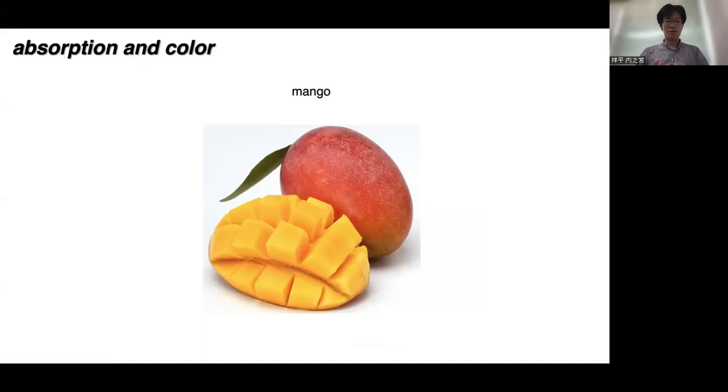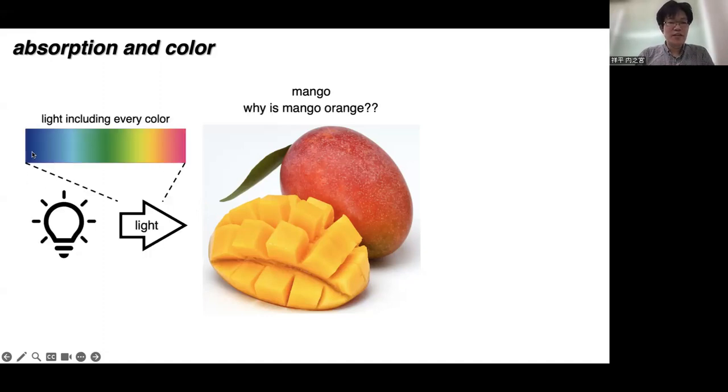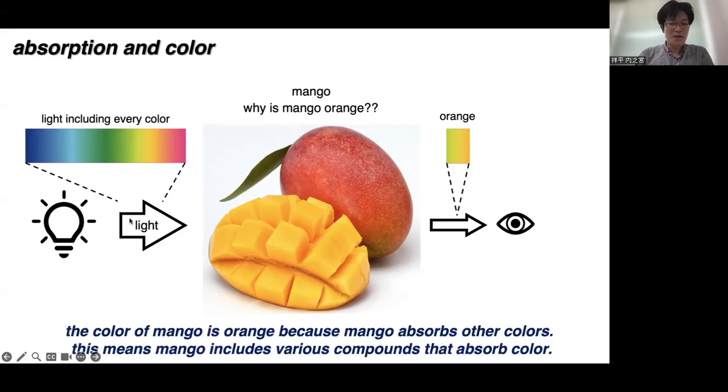Before talking about fluorescence, let me explain absorption and color. So this is a mango. Do you know why the color of a mango is orange? Maybe you'd say it is because a mango is a mango. That may be correct, but scientifically, the mango is orange because it absorbs colors except orange. Visible light includes every color based on its wavelength, and the mango absorbs colors except orange. That's why the mango is orange. This is not because a mango is a mango. This means the mango includes various chemical compounds that absorb color.